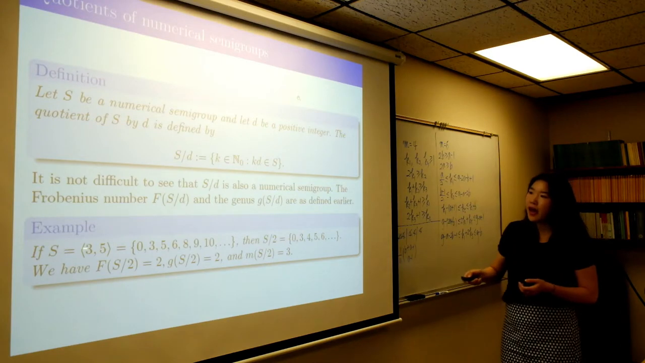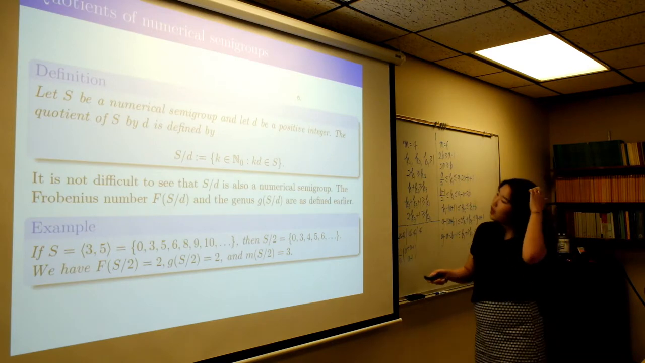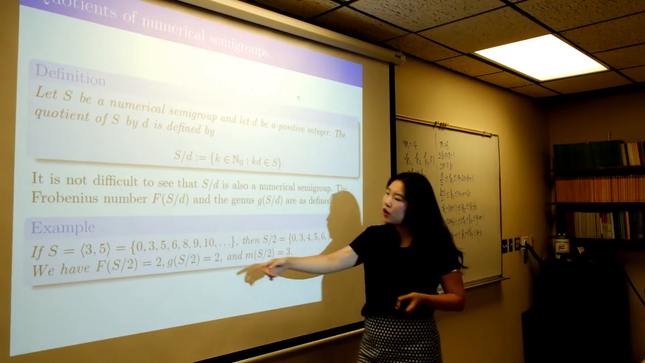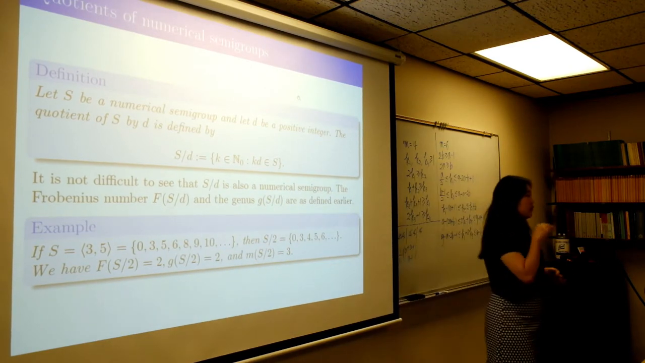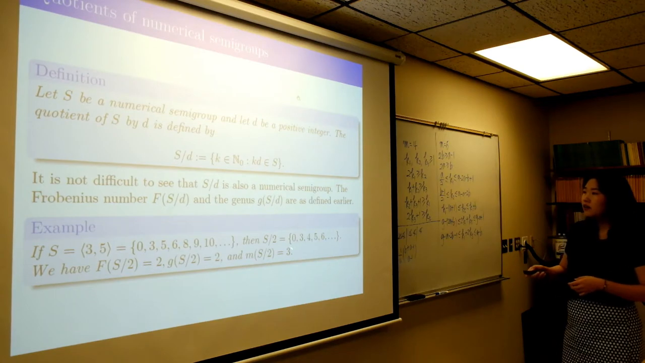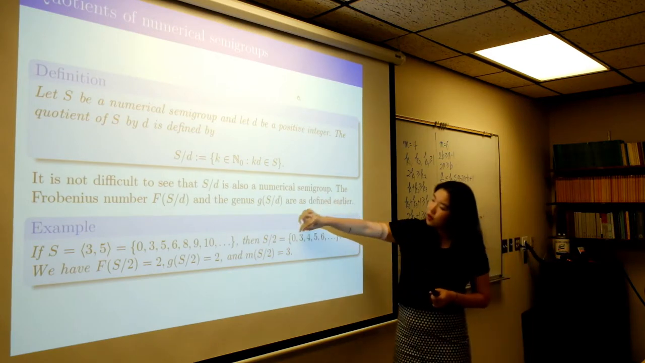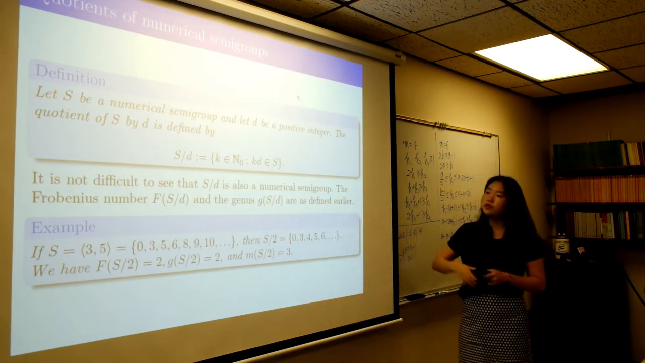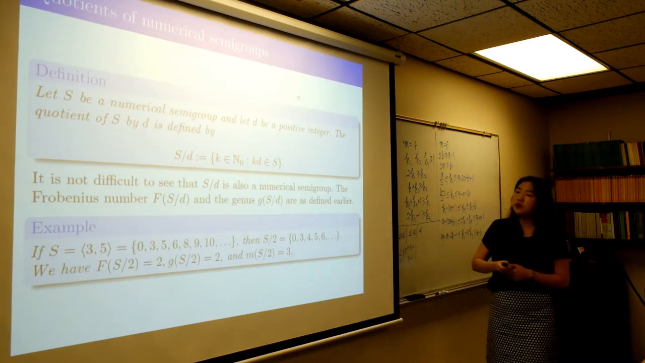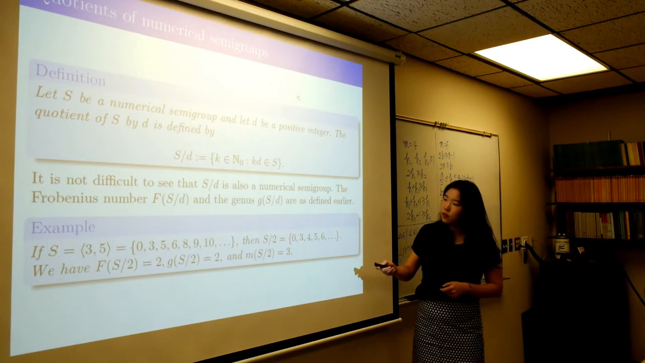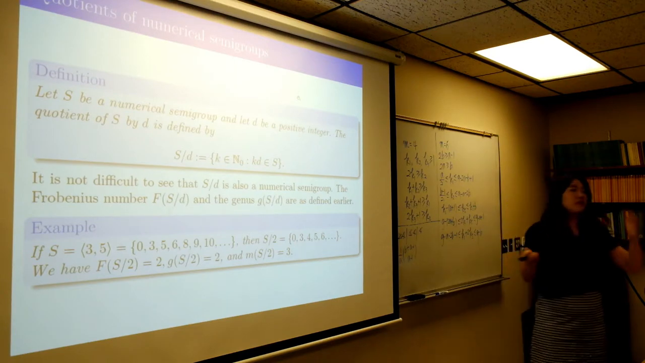For example, if we have the numerical semigroup generated by 3 and 5, then for S quotient by 2, we collect all the even numbers 0, 6, 8, 10, and so on, and divide by 2, which gives 0, 3, 4, 5, and so on. So the Frobenius number is the maximum number not in S, which is 2, and genus is the number of elements not in S, which is also 2, and multiplicity is the smallest nonzero one in S, so 3.